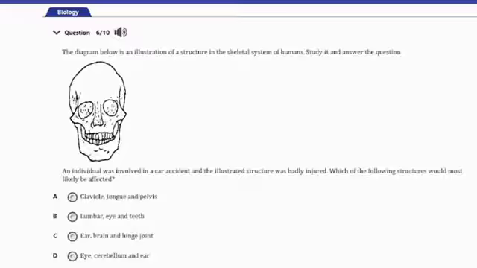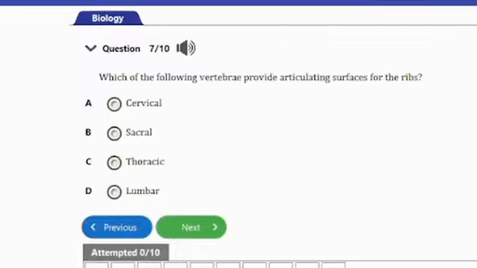So if you have an accident and your skull happens to be injured, now the most vulnerable parts will be the eye, the cerebellum and the ear. And that's it for that question. So let's go ahead and consider the next question. That's question number 7 here.